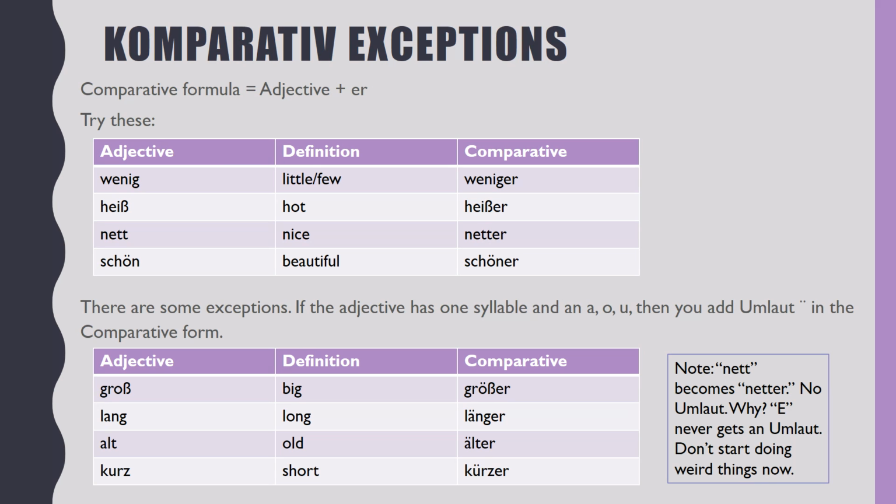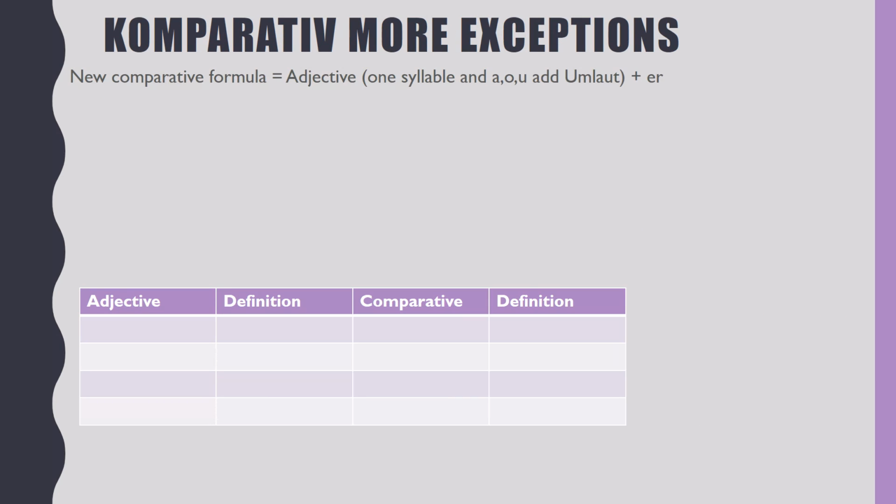When we learn this rule, a lot of people get upset because net becomes netter. Why doesn't it have an umlaut? Why? E never gets an umlaut. Don't start doing weird things now. So the new comparative formula is adjective, plus, don't forget, if the adjective has one syllable and an A, O, or U, you will add umlaut, plus er.